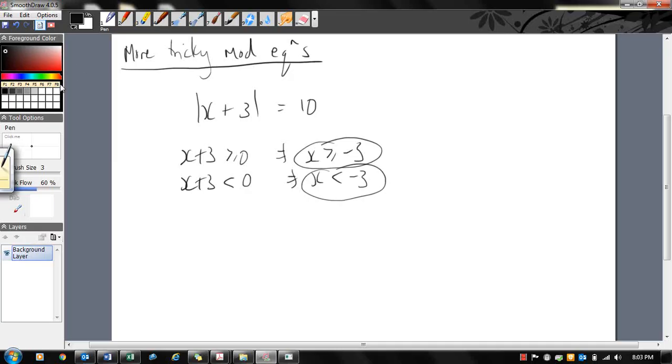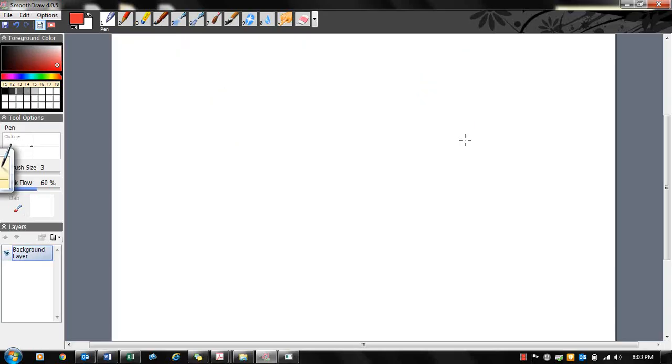And so whenever you see a modulus like this, you can see that the behaviour is going to change at -3. If it was |x - 6| = 9, the behaviour will change at the point x = 6. So it'll be what happens when x is greater than 6, and what happens when x is less than 6. So that's what we're looking at here. So with that in mind, let's have a look at a tricky equation.